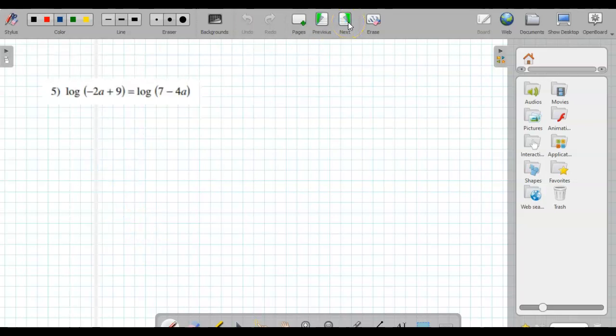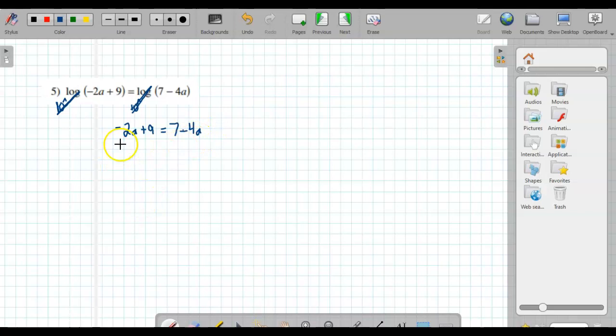Okay. The next problem that we're going to look at is number 5. And 5 is similar to the last problem. We've got log of negative 2a plus 9 and log of 7 minus 4a. So both of these again are base 10. So we could do 10 to the power on both sides. And we'll see that cancels out. So we get negative 2a plus 9 equals 7 minus 4a.